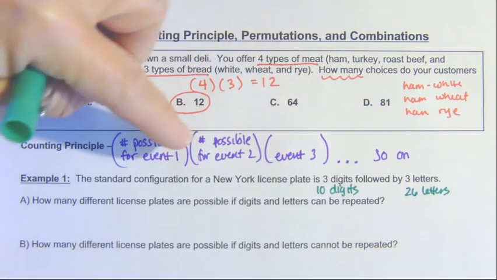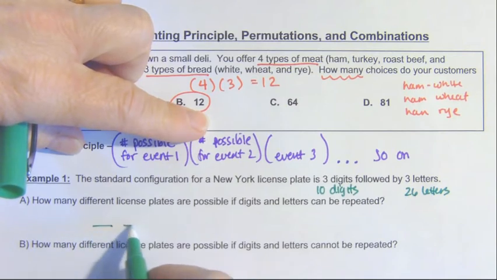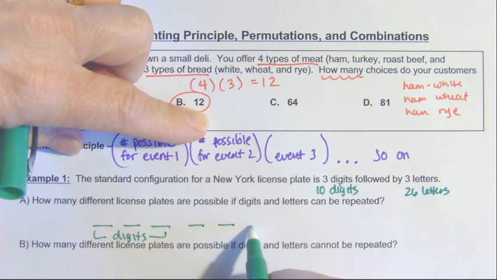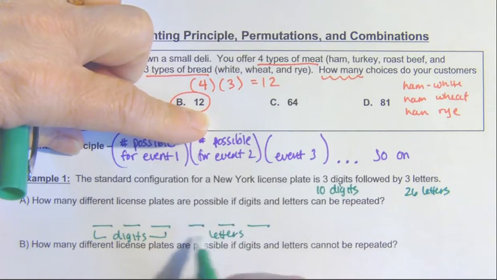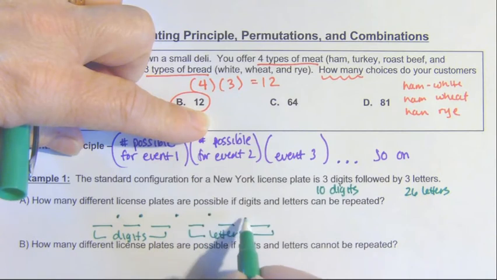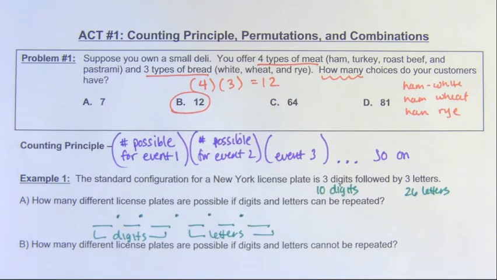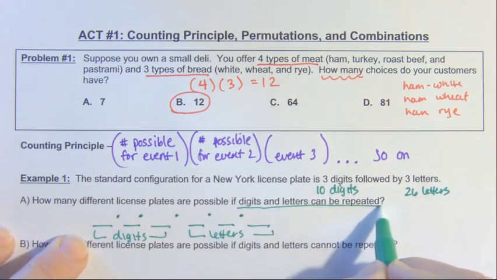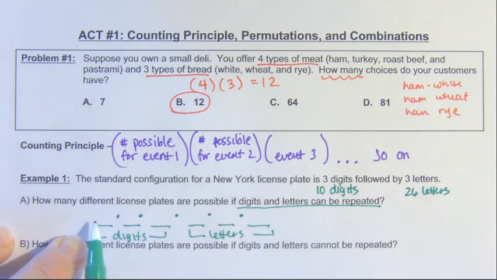So if this is saying I have 3 digits, I'm going to make 3 spaces for my digits. So here's my digits. And I've got 3 letters, so I'm going to make 3 spaces for my letters. There's my letters. I'm going to multiply all these options, all these events together. I could put parentheses around it, but the dots were easier. So if we think about the digits here, it says that the digits and the letters can be repeated. That means if I want my license plate to be 555 and then AAA, that's what repeated means.